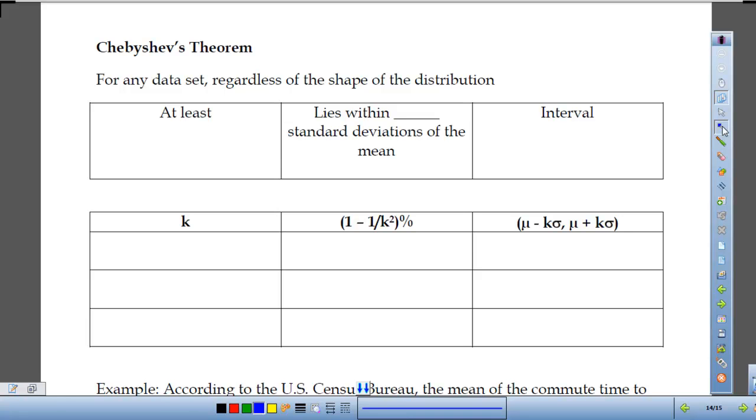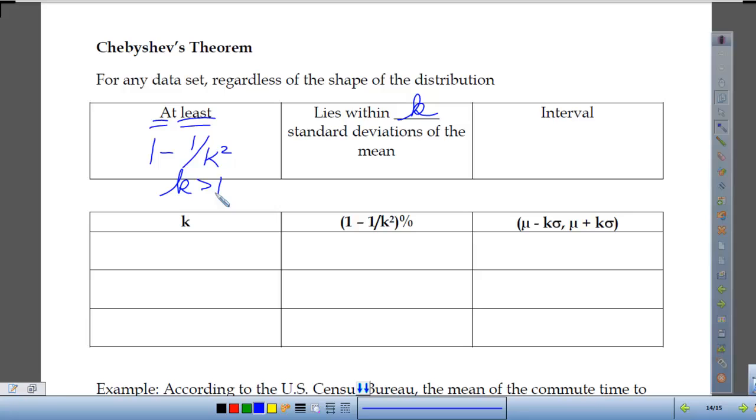All right. So his rule says at least 1 minus 1 over k squared. At least. And these two words, they're really important. The last rule says approximately, but this one says at least. It's a little less accurate, let's say, because we don't know anything about the distribution. So at least this proportion or fraction of data will lie within k standard deviations of the mean. And the intervals still work the same way. And I should note that k has to be greater than 1.